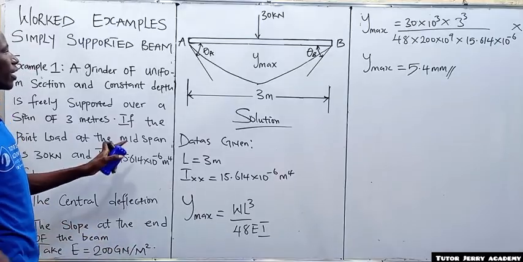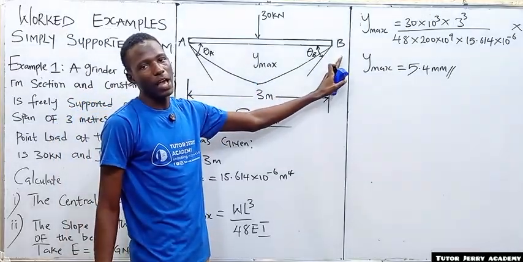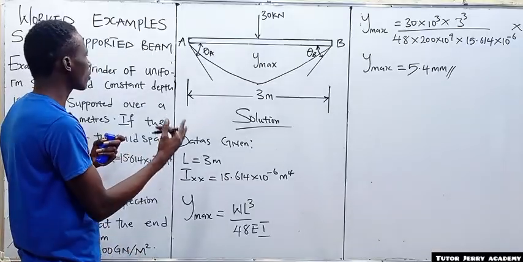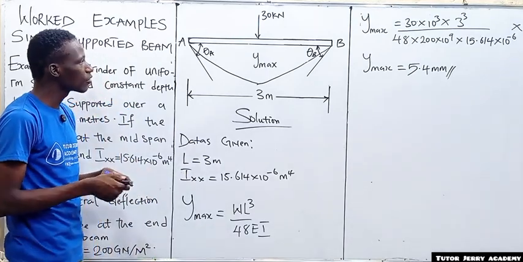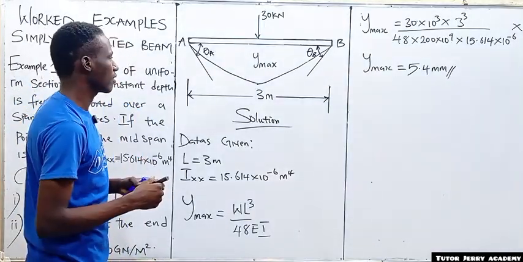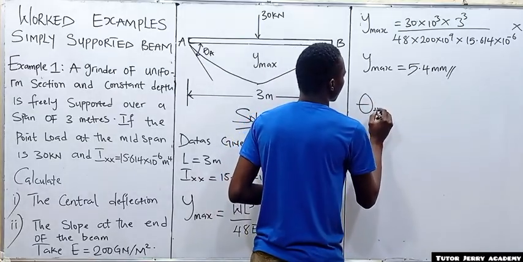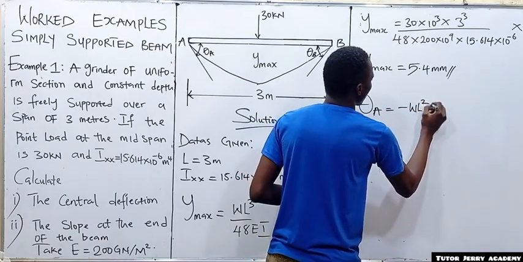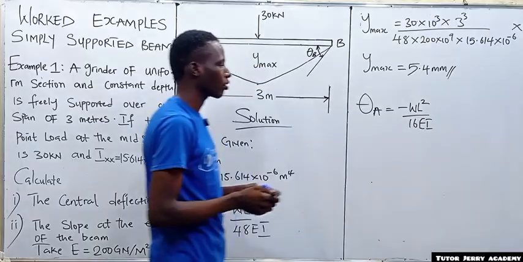All right. So we have two ends. We have A and we have B. The slope at A will be equal to the slope at B, because the beam is symmetrical. So the slope at A, when we consider this first case we considered under simply supported beam, we got it to be minus WL square all over 16 EI. So we say our slope at A, theta A, is equal to minus WL square all over 16 EI. I think this is what we got.